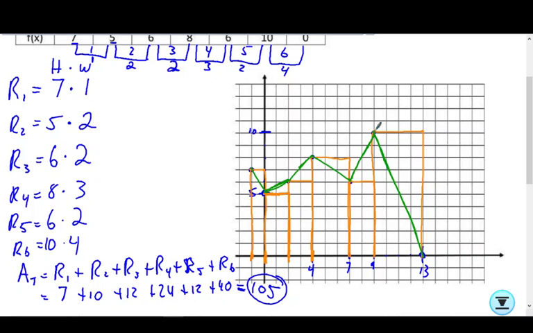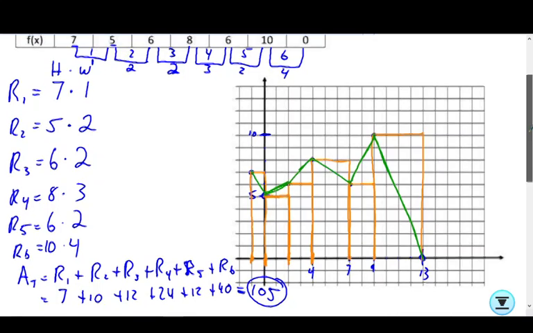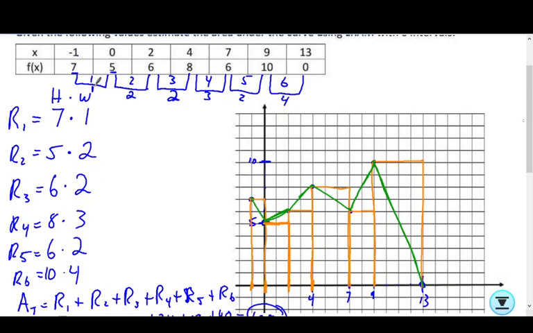Now, if it had said to use RRAM, that's the other question I get. If it had said to use RRAM with the same data, that just means for my rectangle 1, we would have used 5 first. So this R1 would have been 5 times 1. And then rectangle 2, since it's using 6, would be 6 times 2. On the graph, this is what it would look like if you did right hand. The rectangles would get their height from the right side of my interval.